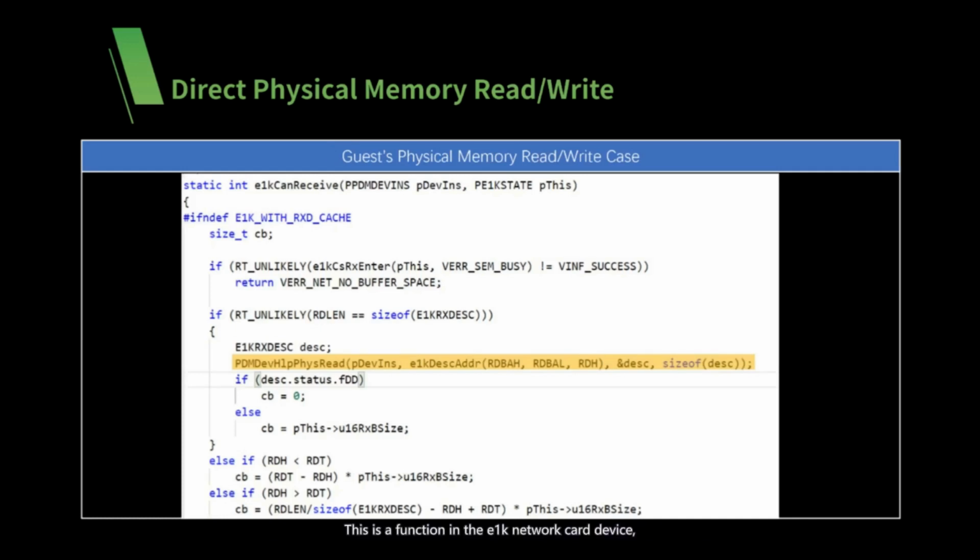This is a function in the E1K network card device, which obtains data packets by directly reading the guest physical memory. Therefore, this is also an important attack surface we need to care about. Even more important than I/O, because the data read in this way will be larger and more complex.